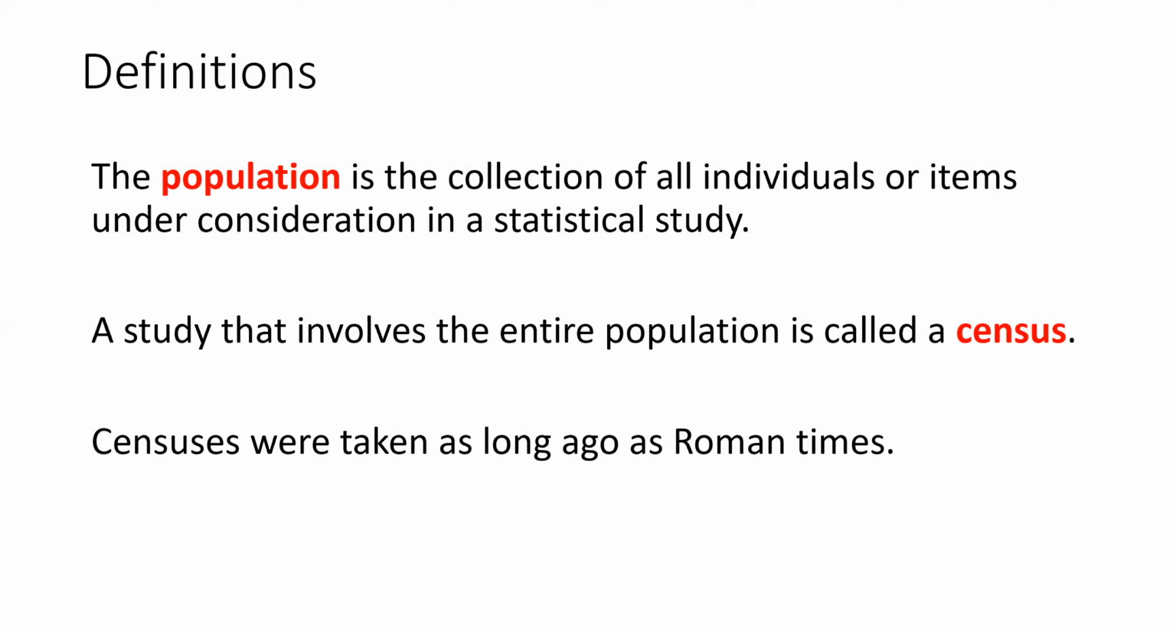The first way is to conduct a census, which involves the entire population. So basically, you know, the census in the United States happens once in a while, and basically every single person has to fill out a questionnaire, and that's a census, when everybody in the population participates. And censuses were taken as long ago as Roman times. However, a census could be very time consuming and cost consuming.